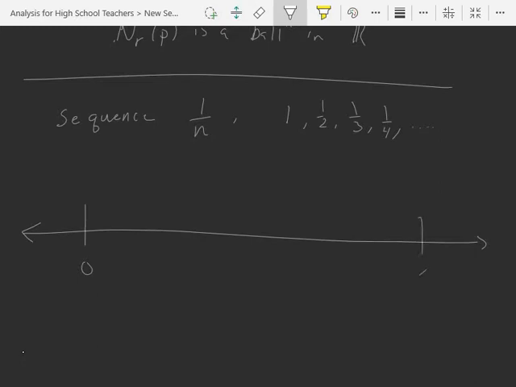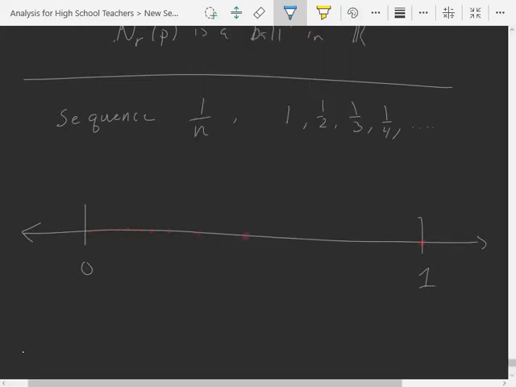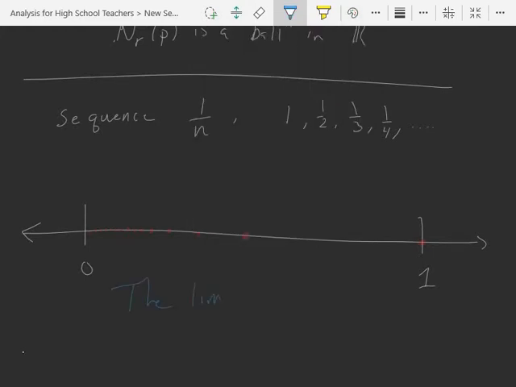Here's 0. Here's 1. There's a point at 1. There's a point at 1/2, at 1/3, 1/4, 1/5, 1/6, 1/7, 1/8, and so on, right? There are points all the way throughout here. The limit of this sequence, well, we all know that to be 0, right? As n gets bigger and bigger, or as we go farther and farther out, the numbers get smaller and smaller, they get closer and closer to 0.